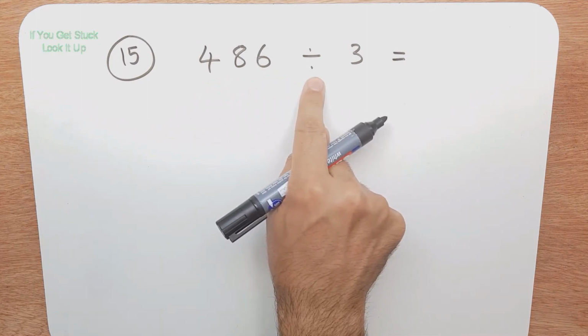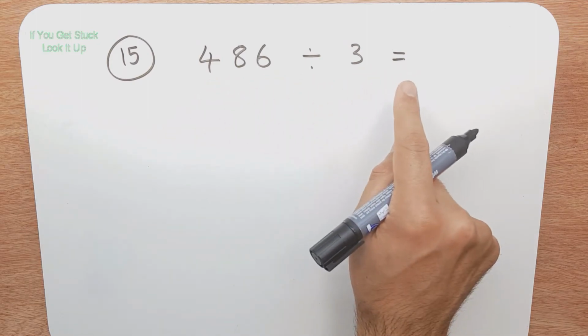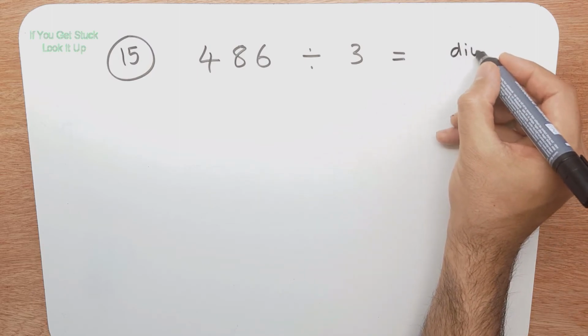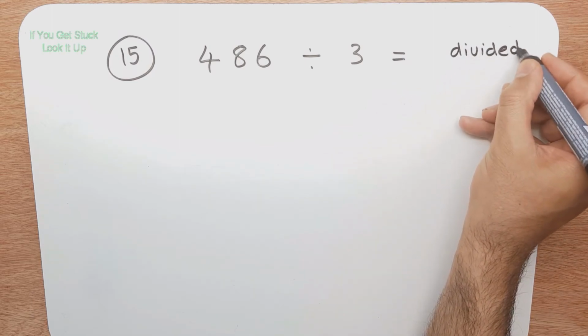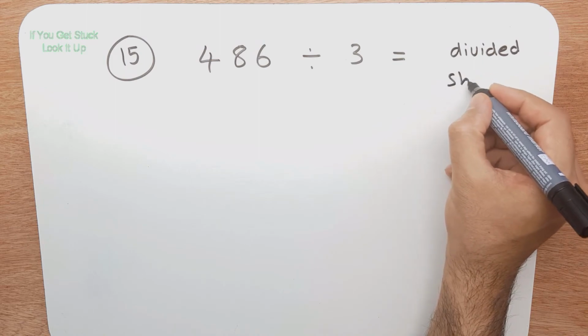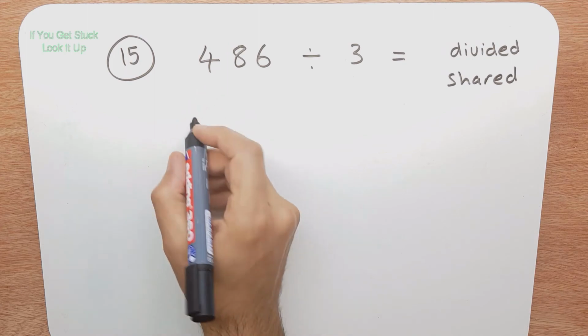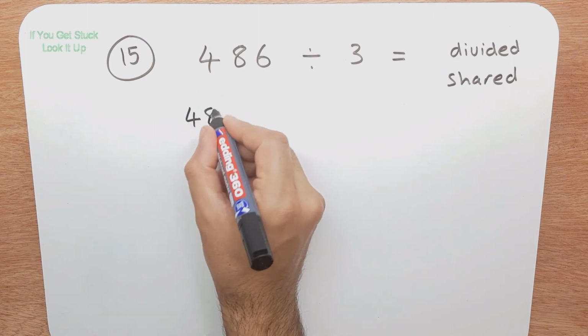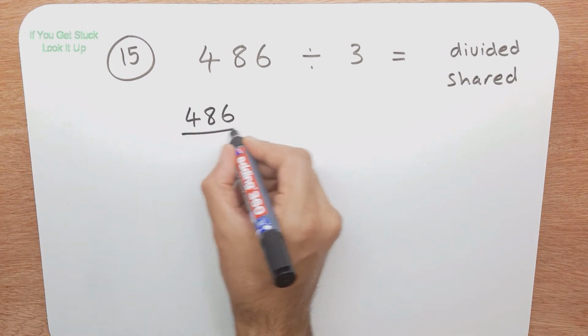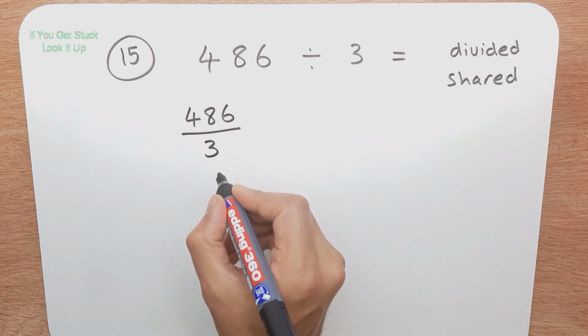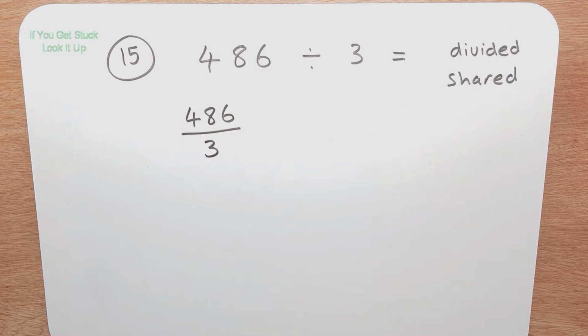486 divided by 3 or shared by. So it's divided by or shared by. So how I like to see this is 486 shared by 3 or divided by 3. This is what's going on in my head.